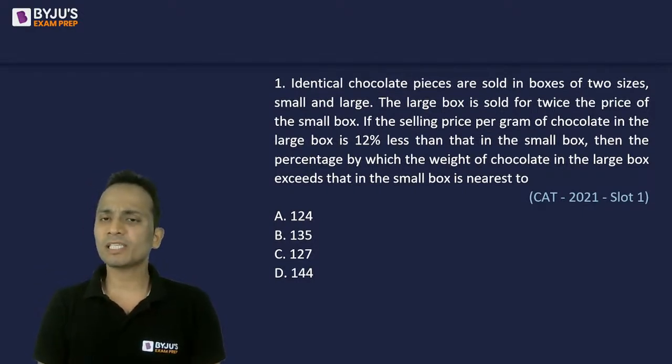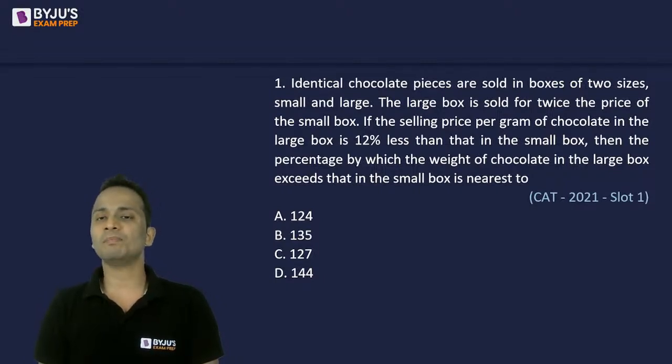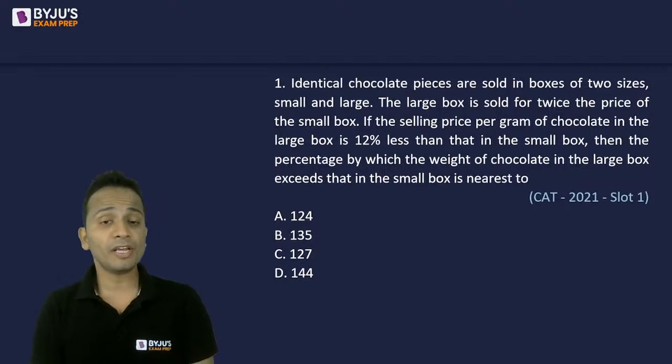Identical chocolate pieces are sold in boxes of two sizes, small and large. The large box is sold for twice the price of the small box. If the selling price per gram of chocolate in the large box is 12% less than that in the small box, then the percentage by which the weight of chocolate in the large box exceeds that in the small box is nearest to which of the following options?